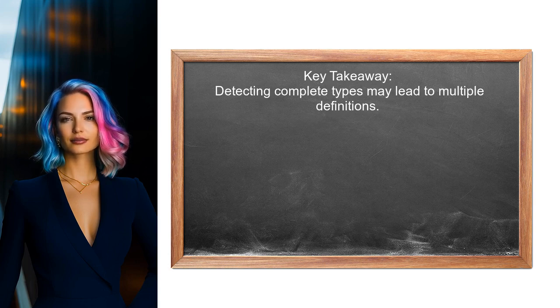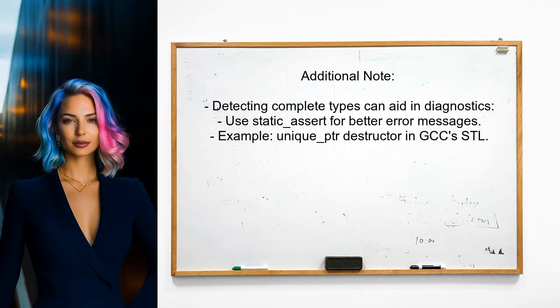In your case, trying to detect if a type is complete could lead to multiple definitions of a function, which violates ODR. They also caution about using macros, as changes in macro definitions can also lead to ODR violations. The user also mentions that while detecting whether a type is complete can be tricky, it can be useful for providing diagnostics with static assertions. They note that some implementations of the standard template library, like unique pointer destructors in GCC, utilize this technique.